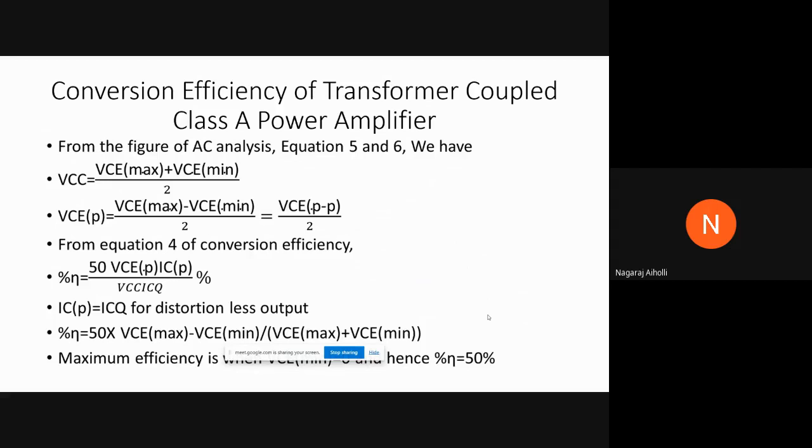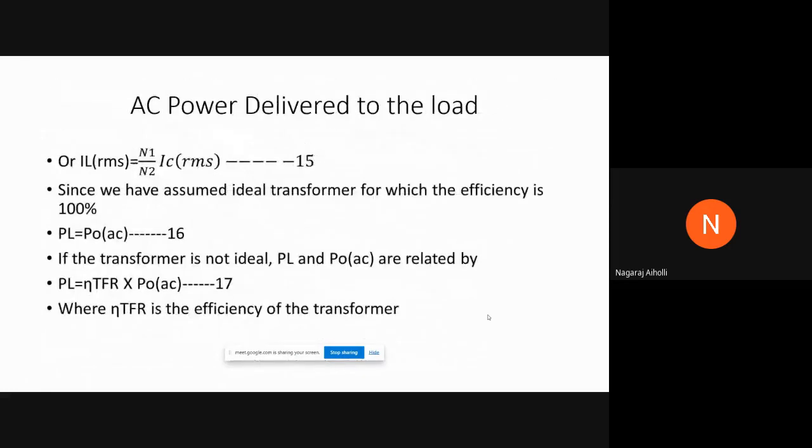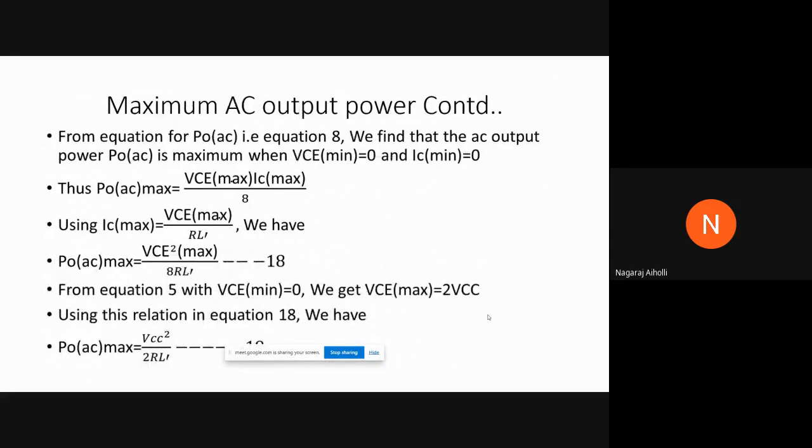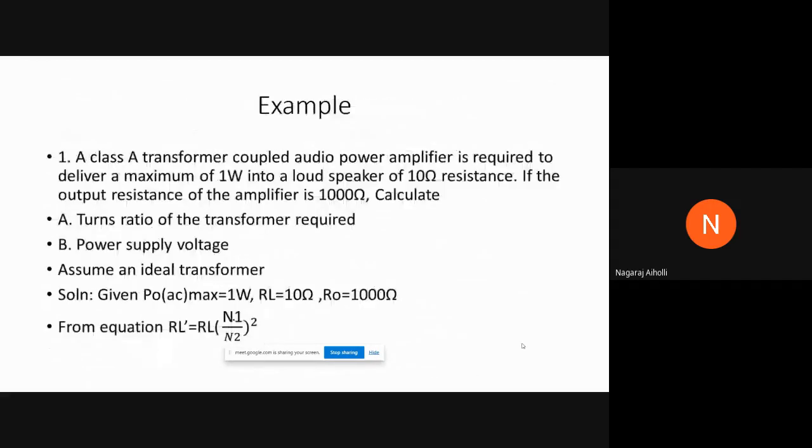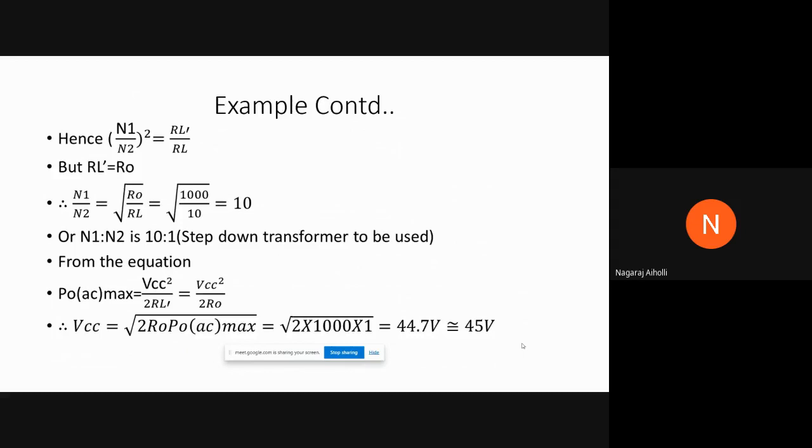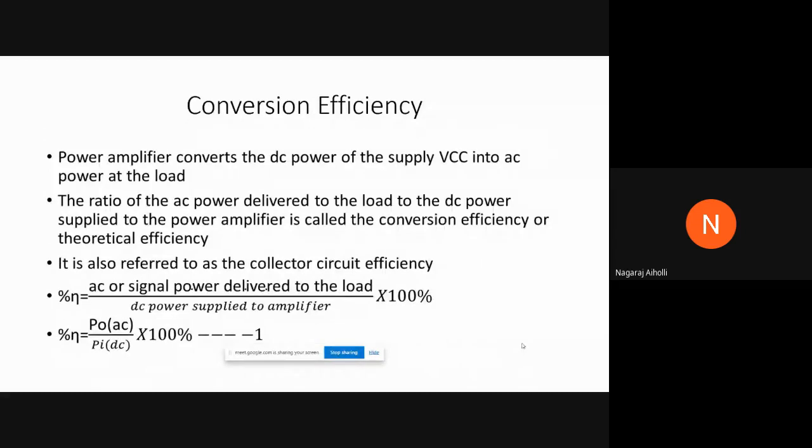So in today's class, students, we have discussed the AC power delivered to the load, the maximum AC output power, that is given by P naught AC max is equal to VCC square by 2 RL dash. Then we have solved an example on transformer coupled class A power amplifier to determine the turns ratio of the transformer and power supply voltage assuming ideal transformer. Then the conversion efficiency or theoretical efficiency or collector circuit efficiency of the transformer coupled class A power amplifier.